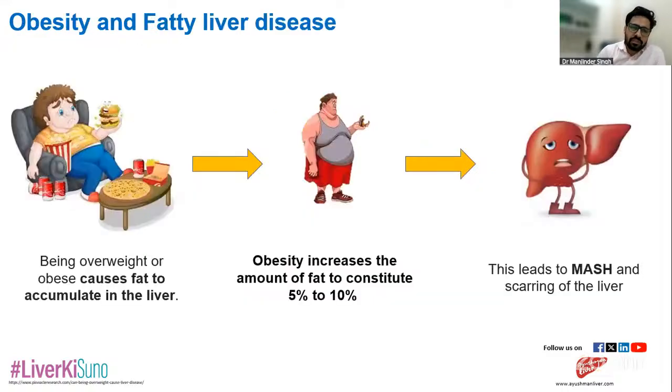Like I said, obesity is a risk factor for fatty liver disease, and they go hand in hand. Being overweight or obese causes fat to accumulate in the liver, and obesity increases the amount of fat to constitute 5 to 10%, and ultimately leads to inflammation and scarring of the liver.